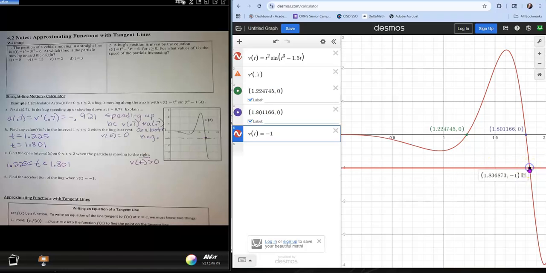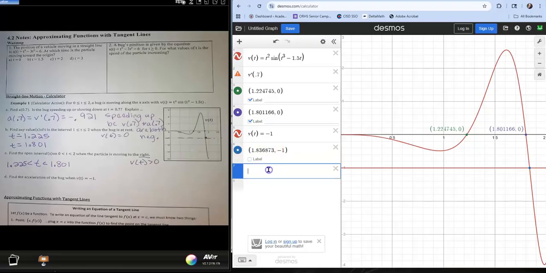I want that point. Oop, it already popped up. Do you see that popped up right there? So that's the location. It says to find the acceleration when this is -1. So this is the value. What I want, acceleration, would be v prime. Oops, I did double prime. V prime of, and I can just copy this and paste. That's what's nice about Desmos. You can copy and paste so easily.